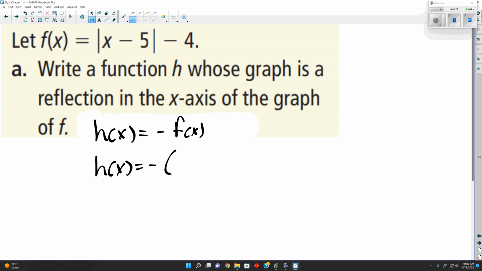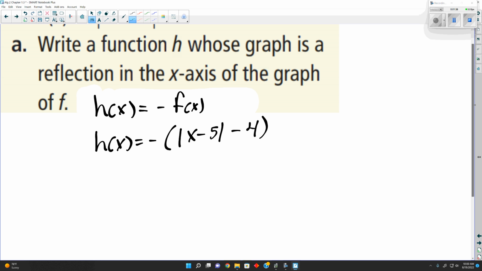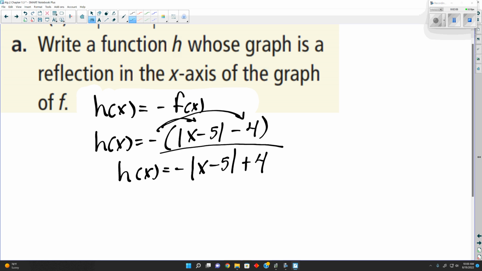And for us here, f of x, we can go on to replace it with its function. So it's the absolute value of x minus 5 minus 4. So we put the negative in front of it. And now all we need to do next is to distribute the negative through the function. So apply it to the absolute value and apply it to the negative 4. So we multiply that negative by the absolute value. We're just going to get negative absolute value of x minus 5. And the negative times the negative 4 is going to make it plus 4. And that's it.